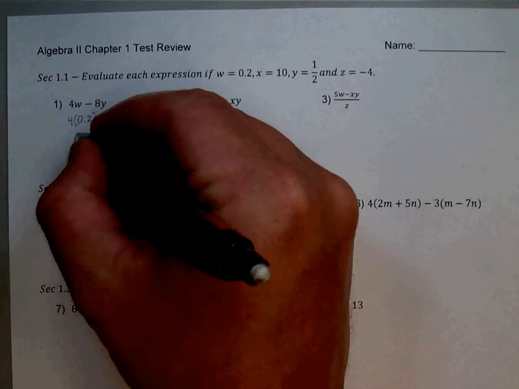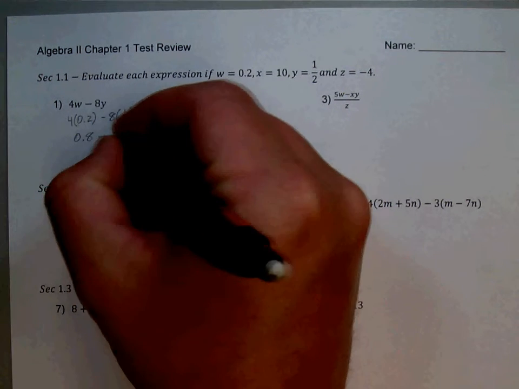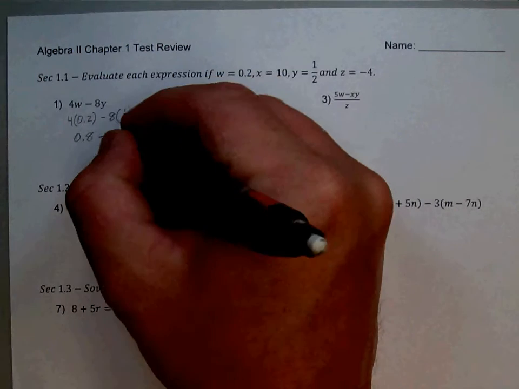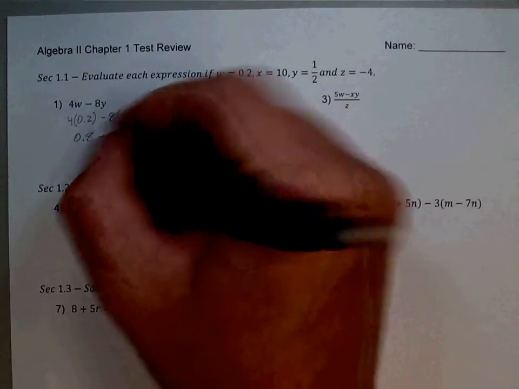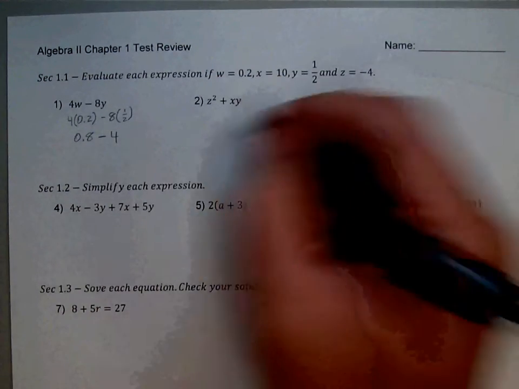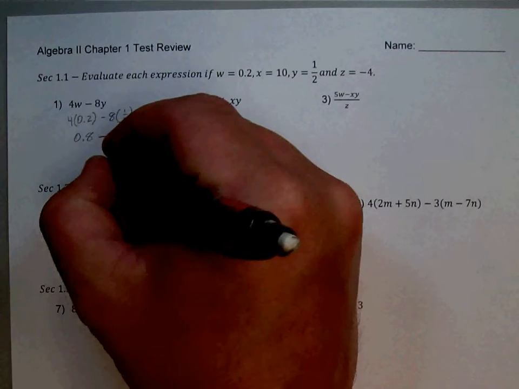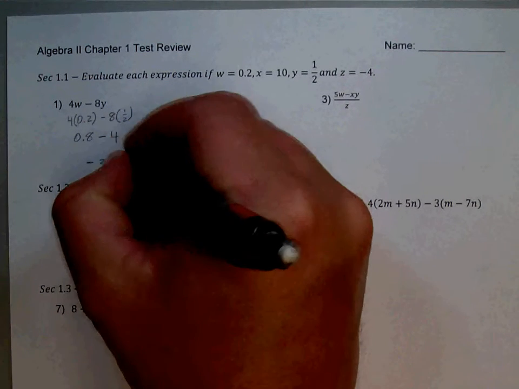4 times 0.2 is 0.8. We still have minus, and then 8 times 1/2 is 4. So we have 0.8 minus 4. Go ahead and subtract. We get negative 3.2.